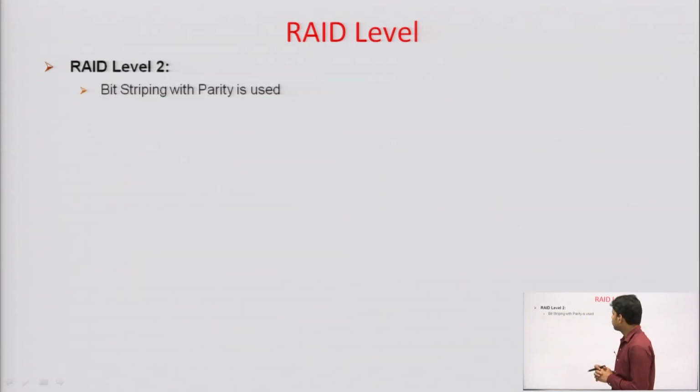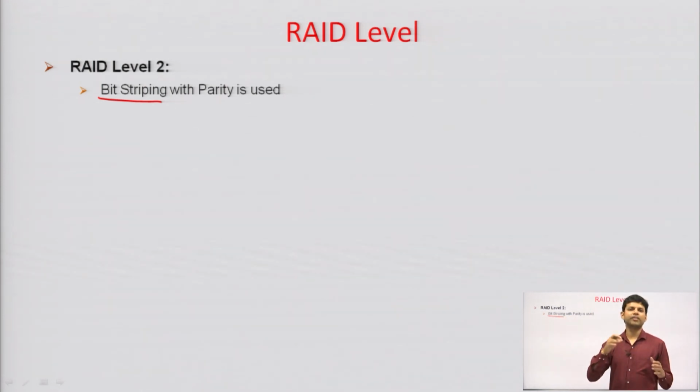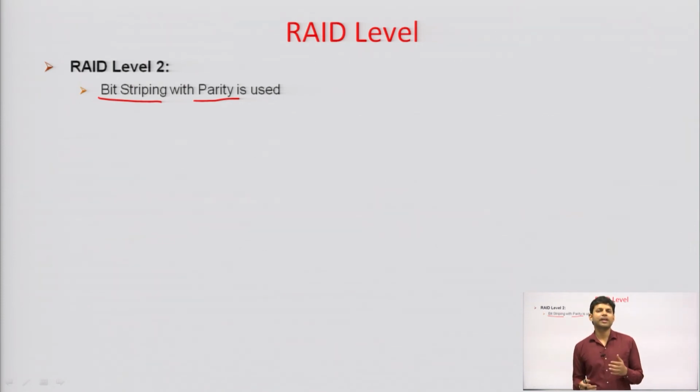What is RAID level 2? Bit striping with parity is used. So now we are using both things. Bit striping means we are dividing the data into bits, the smallest unit, and keeping those bits in different hard disks, and we are also using parity. Parity, you can consider as an extra bit that we use to retain our data if some data loss happens.